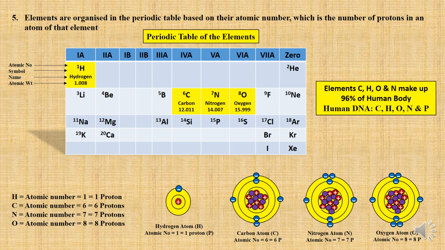So elements are organized in the periodic table based on their atomic number, which is the number of protons in the nucleus of that particular atom.